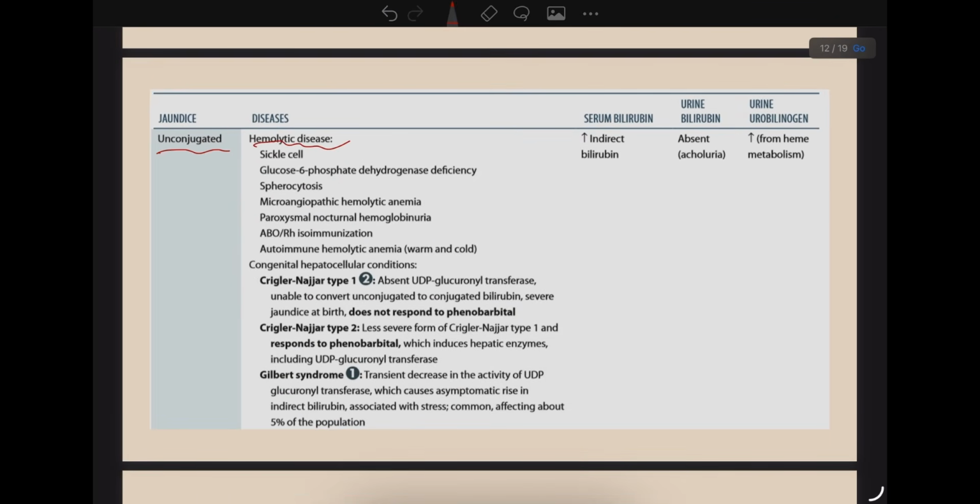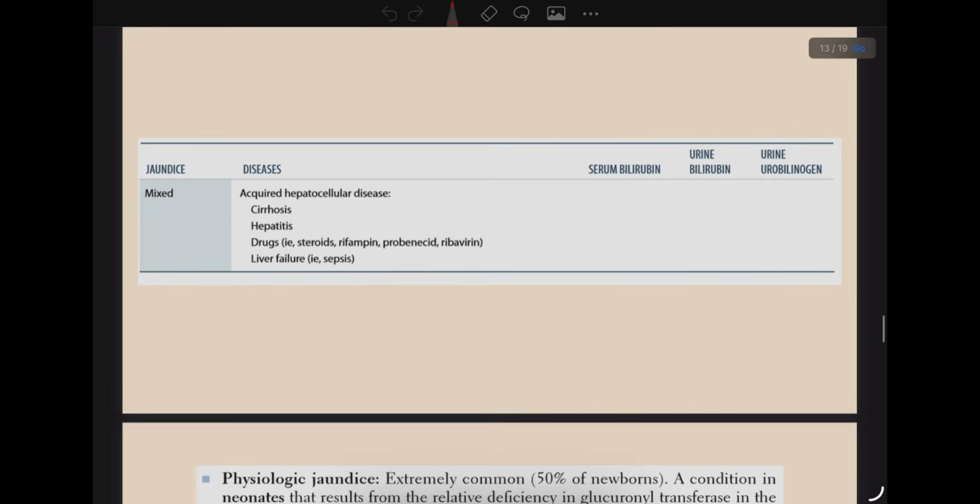Unconjugated, as we said, it's either hemolytic anemia or could be also some diseases such as Crigler-Najjar and Gilbert, and we'll be talking about them also. We have our mixed jaundice, which is basically any problem that happens with the liver. Why do we call it mixed? Because both are impaired. The liver is our main thing, okay? You can't afford to lose it.